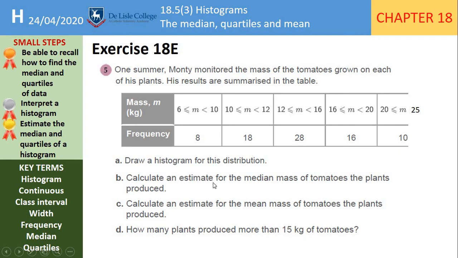Calculate an estimate for the median. Try and look at the diagram, look at the areas of the bars and try and split them up to find the median. An estimate of the mean is just midpoint times frequency added to midpoint times frequency, and so on for each bar, divide by the total of the frequency, which is 8 plus 18 plus 28 plus 16 plus 10. And then you've got an interpretation question at the end.